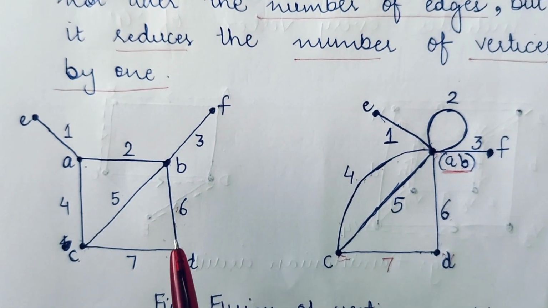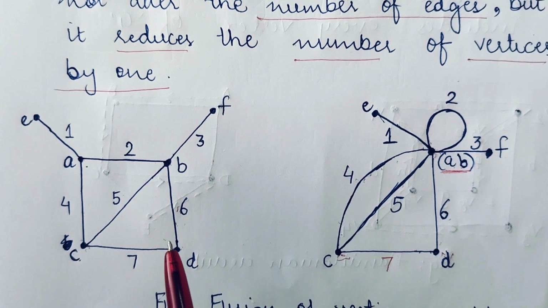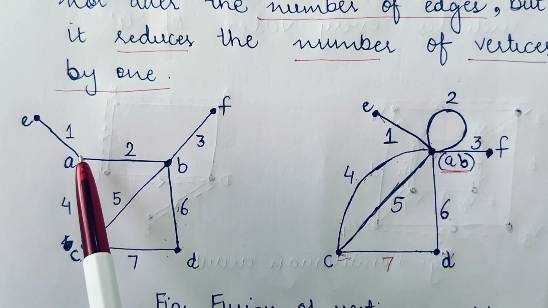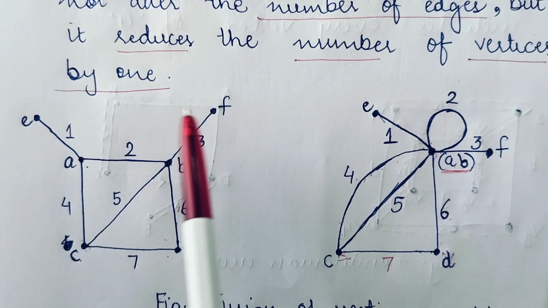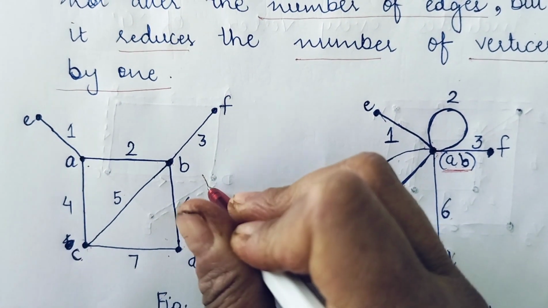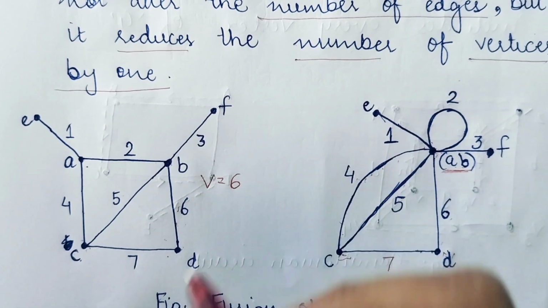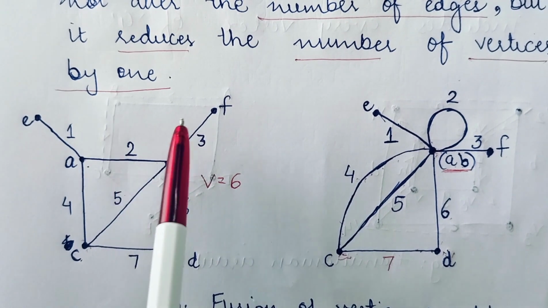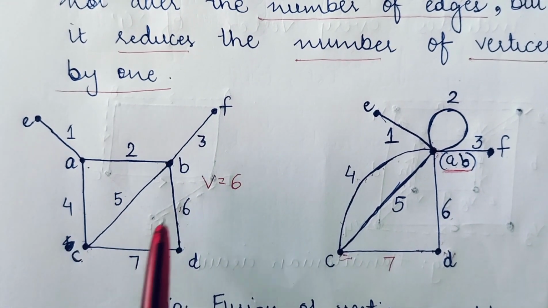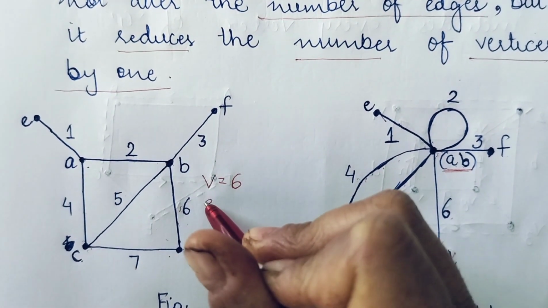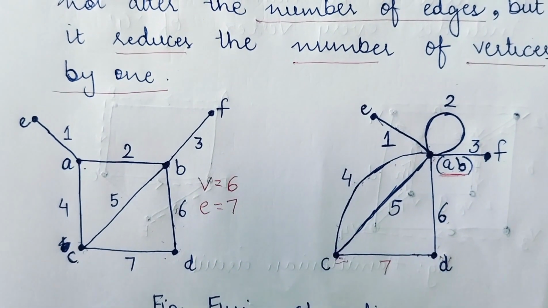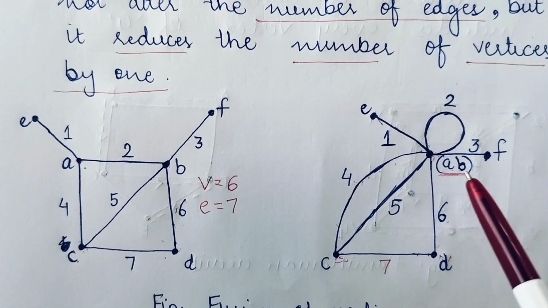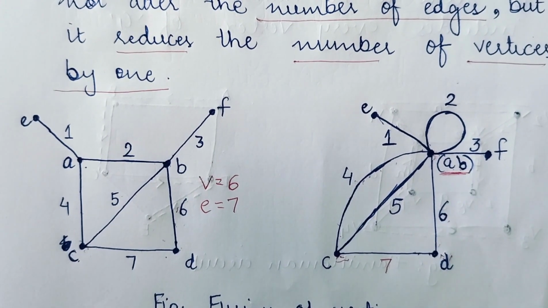I have a graph. Now this is the original graph before fusion. Here you can see, how many vertices do I have? 1, 2, 3, 4, 5, 6. In total, the number of vertices that I have in this graph is 6. Then how many edges do I have? 1, 2, 3, 4, 5, 6, 7. That means I have a total of 7 edges in this graph. Now I will fuse vertex A and B into a single vertex named AB.